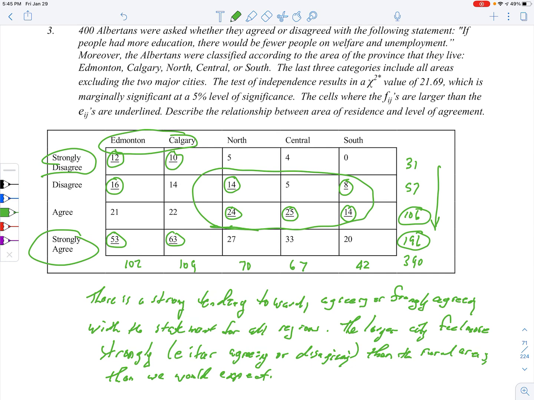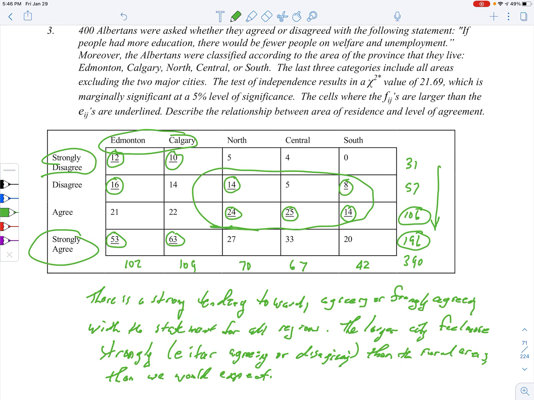So remember, the circled numbers here are the ones where the Fij's were higher than the Eij's. And so what we find here is that with the big cities, it's the strongly disagree and the strongly agree that tend to be higher, whereas they tend to be more bunched in the middle with the agree and the disagree in terms of the north, central, and south. But overall, we see that in all regions, there's a strong message that they agree or strongly agree with it.